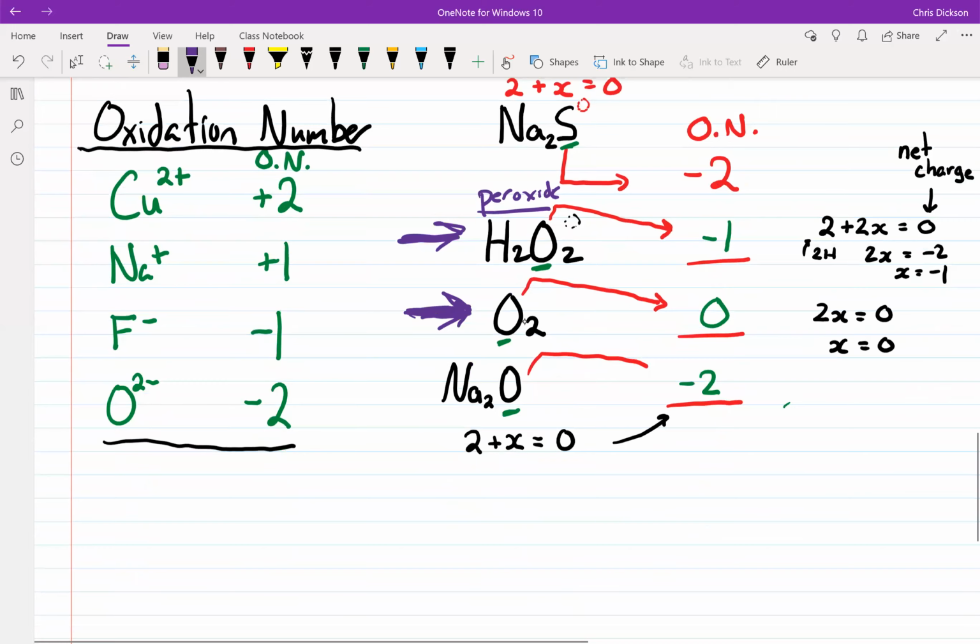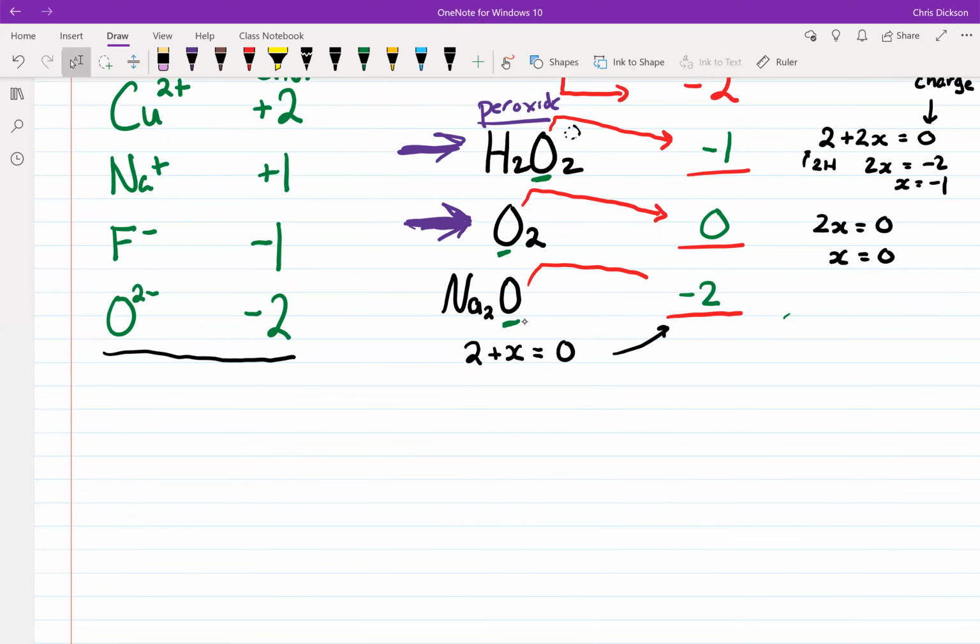So let's look at some more challenging cases, and let me just find a good example. Let's take a look at BrO3 minus. The question is, what is the oxidation number on the Br here? What is the oxidation number on that Br?